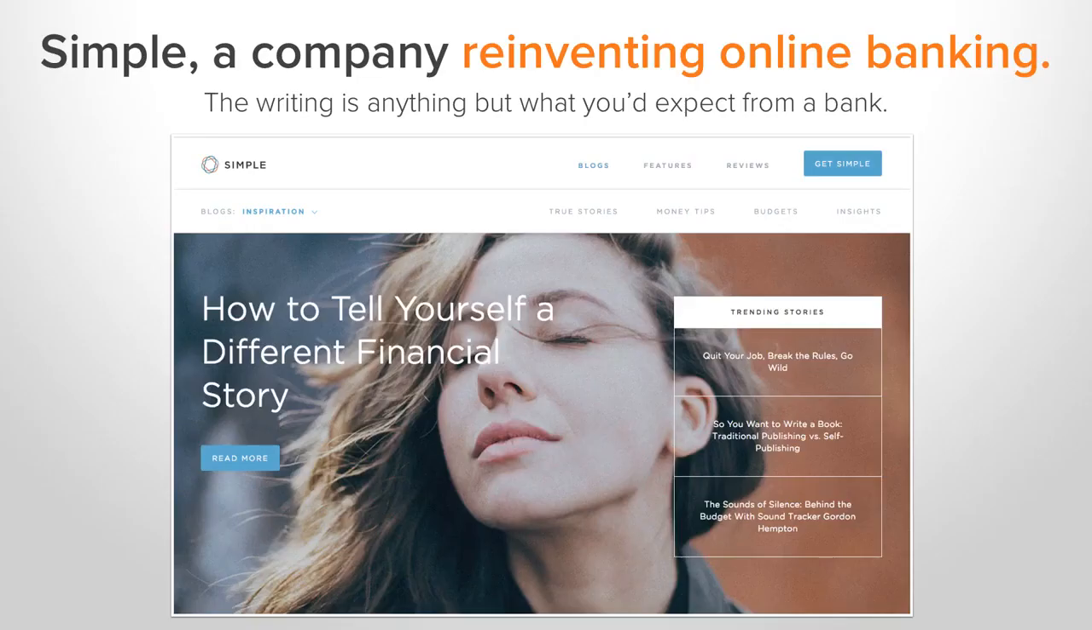Here's an example of why tone matters so much. Simple, a company reinventing online banking, has a blog on finance and money. But the writing is anything but what you'd expect from a bank. They publish real stories from people who use money to live their lives the way they want. The writing is human, inspiring, and warm, which perfectly aligns with its goal of taking the frustration and difficulty out of dealing with a bank.